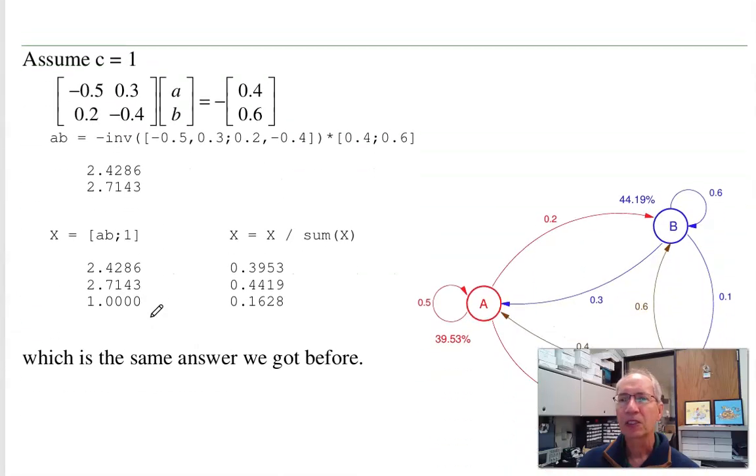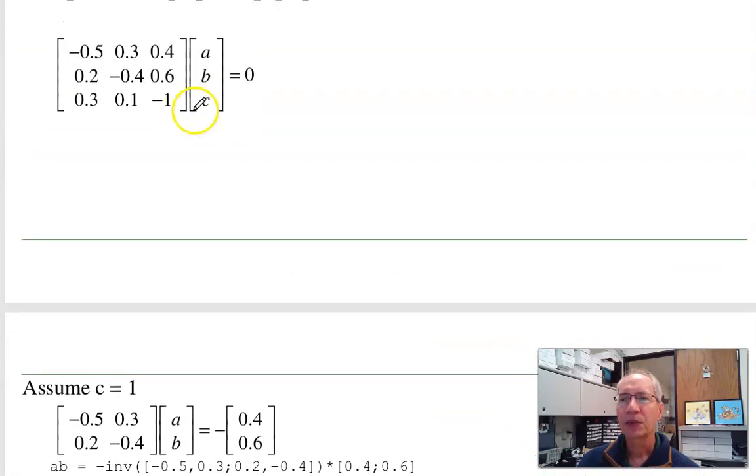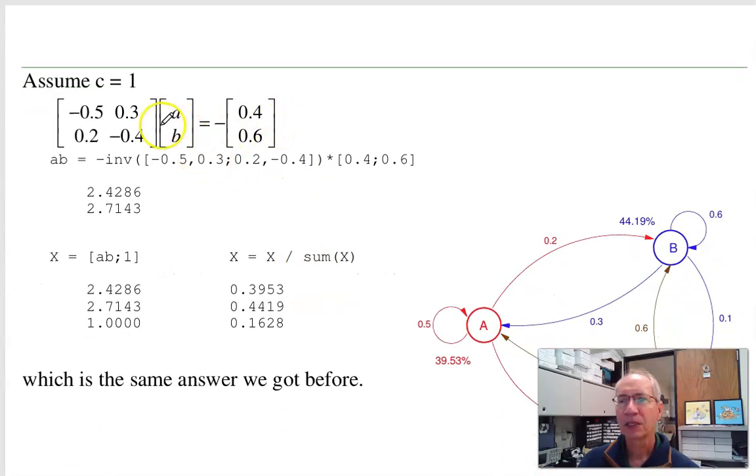But what I could do is assume C equals 1. Then if C equals 1, I have this guy right here plus this times C equals 0. Bringing that to the right, that times A and B is minus 0.4, 0.6. For this matrix, multiply, I get two numbers, so there's A and B. C was 1, but this isn't a valid probability. The sum isn't 1. Take that vector, divide by its sum, and I get the probability. Same answer we got before. In steady state, B has the ball 44.19% of the time.